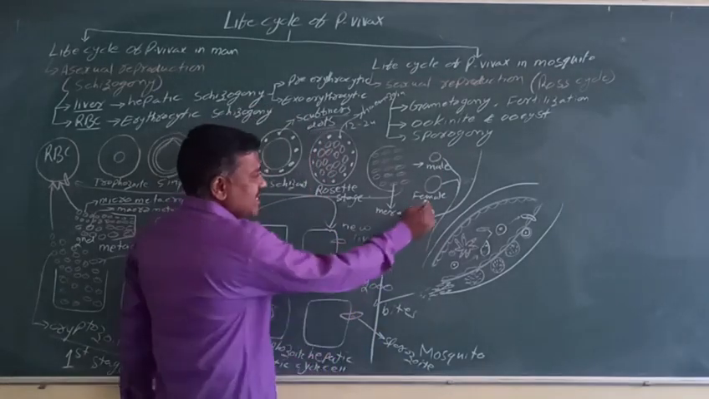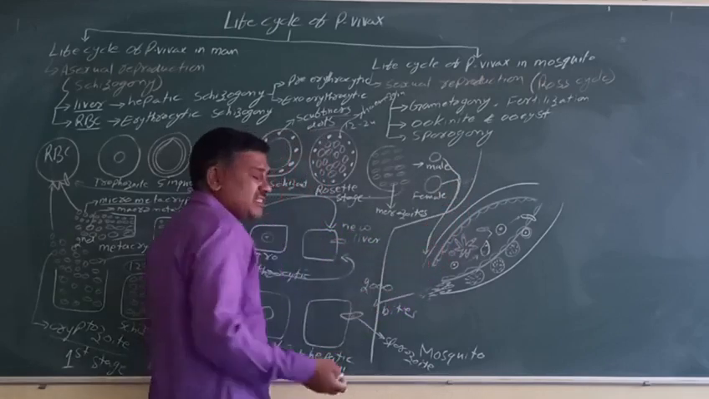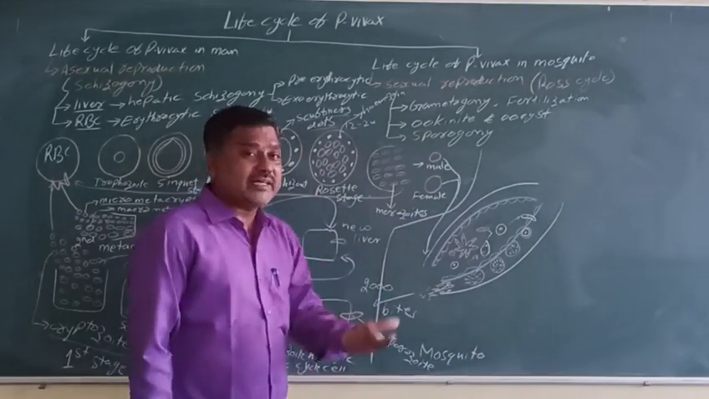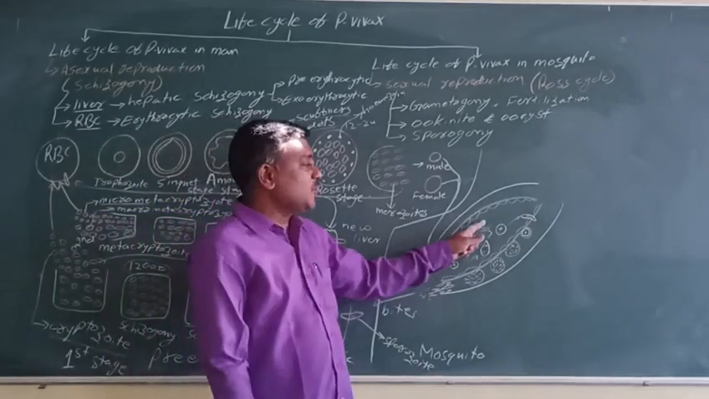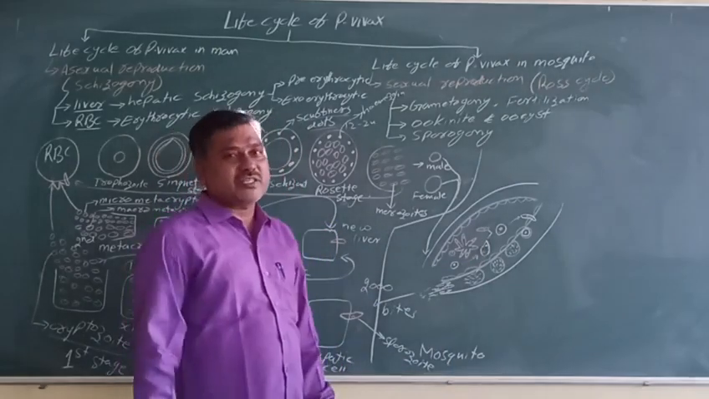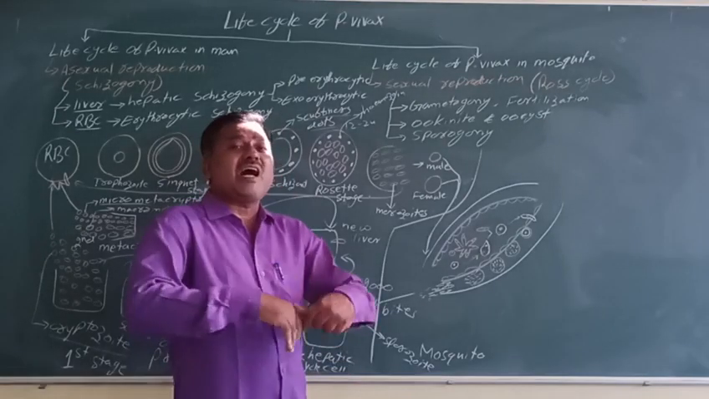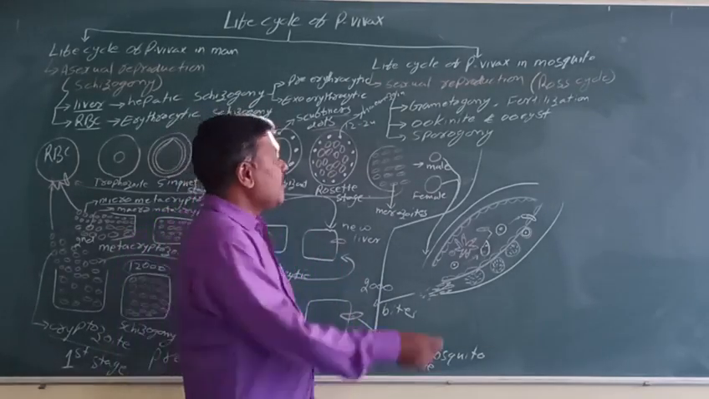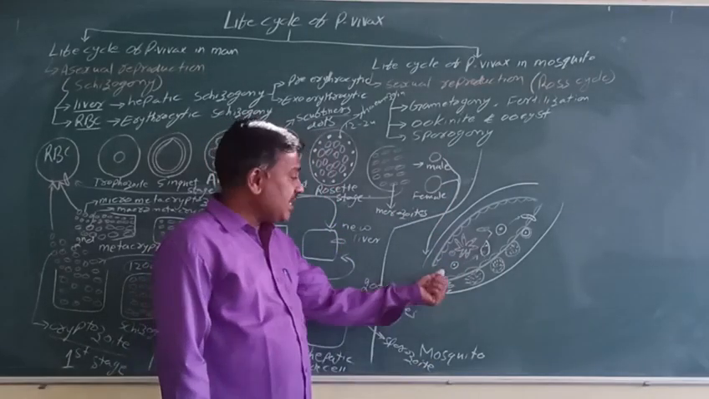Now, as there is a formation of male and female gametophytes, when the mosquito bites, it sucks our blood. When it sucks our blood, this male and female gametophyte, along with a number of stages of Plasmodium vivax, enter into the gut of the mosquito, especially into the crop of the mosquito. In the crop, all stages of Plasmodium vivax are destroyed and digested. But these two stages remain as they are.